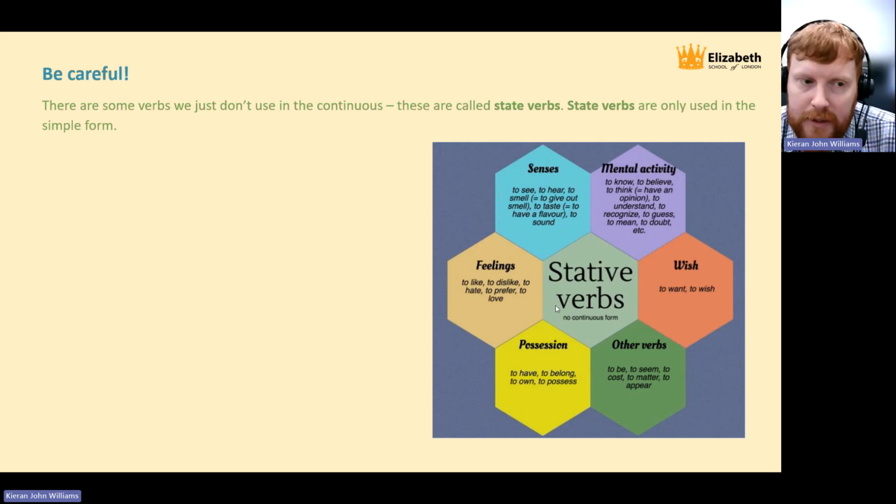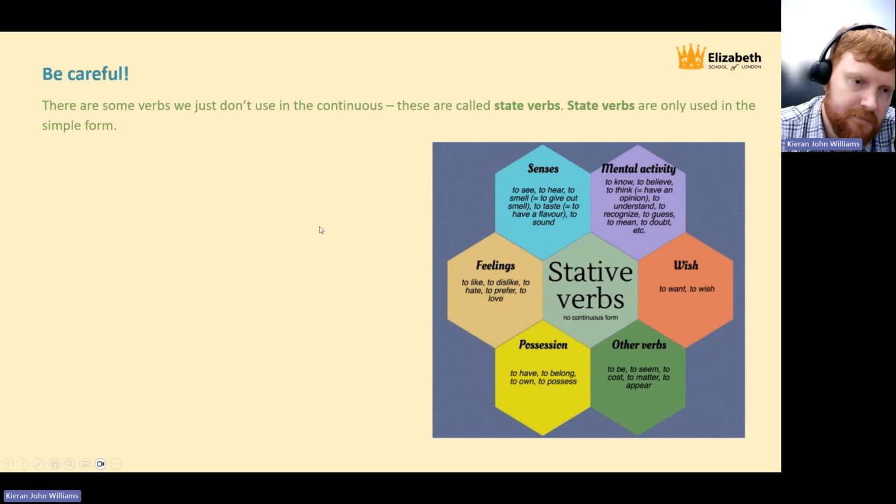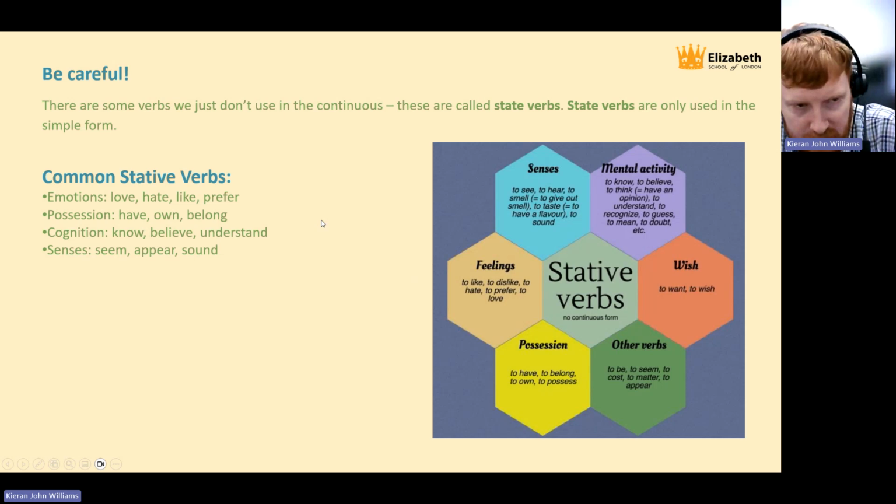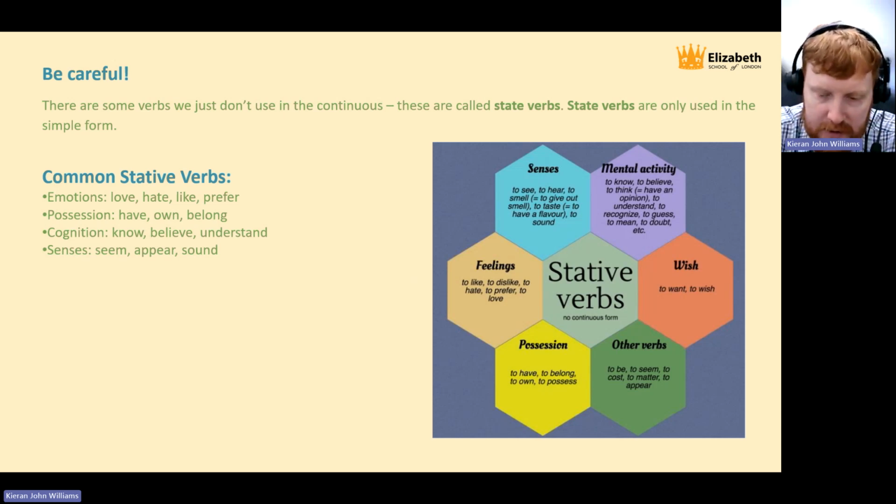If it is a state, we usually use it in the simple form and we cannot use it in the continuous form. You can see more on here: love, hate, like, prefer, have, own, belong, to know, believe, understand, and to seem, appear, and sound. Like we've said, these are almost always used in the simple and almost never used in the continuous.